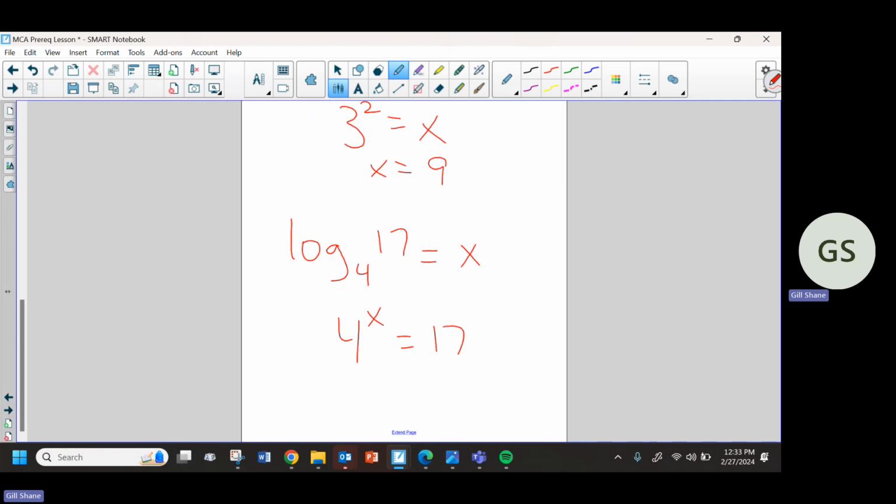Again, it never hurts to try. So let's estimate. We should be able to estimate it though. What would x be approximately? A little bit higher than 2, right? Because 2 would get us to 16. So we know x is going to be approximately 2.1, right? Or something like that.